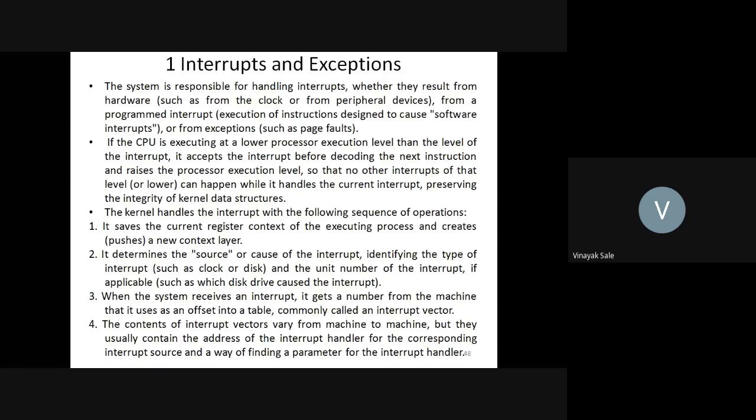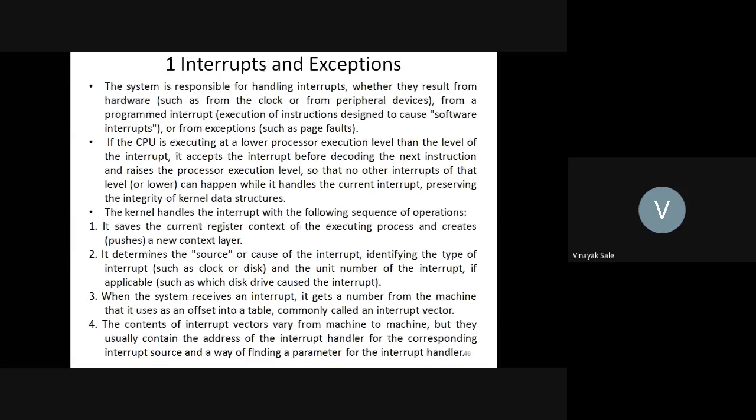If the CPU is executing at a lower process execution level than the level of the interrupt, it accepts the interrupt before decoding the next instruction and raises the process execution level so that no other interrupts of that level can happen while it handles the current interrupt, and preserves the integrity of the kernel data structure.